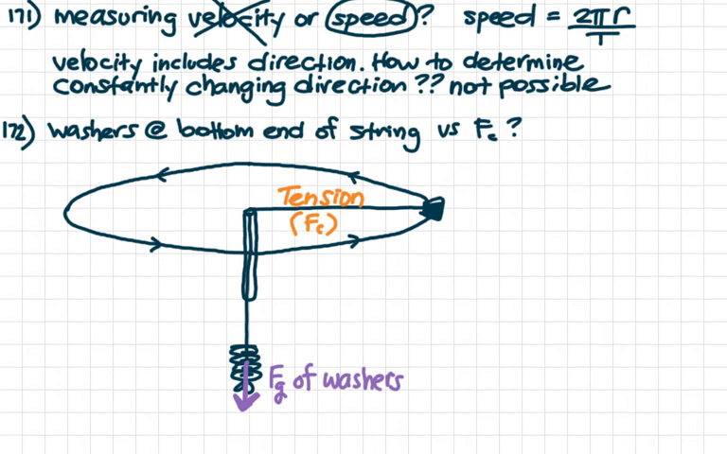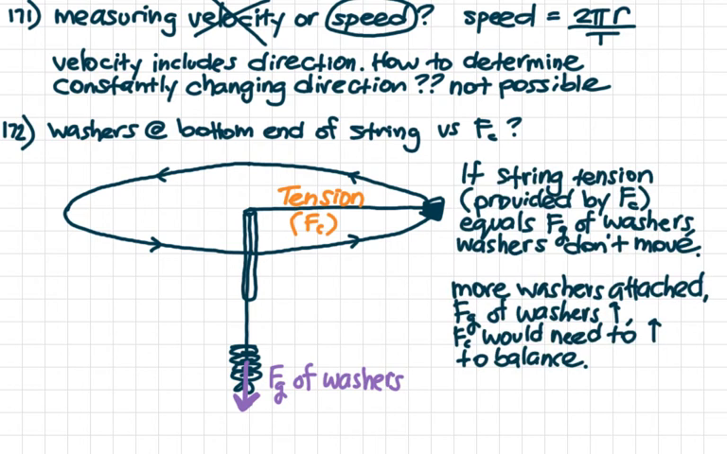If the weight of the washers is too much, then the washers pull down, the washers go down, and the string gets shorter up by the circle. So basically, the string tension provided by the centripetal force equals the weight of the washers, and the washers don't move up and they don't move down. If they're moving down, then there's not enough string tension provided by the centripetal force to counter the weight of the washers. If the washers are moving up, then the stopper is moving too fast, and the tension, which is providing the centripetal force, is greater than the weight of the washers, and it's pulling the washers up.